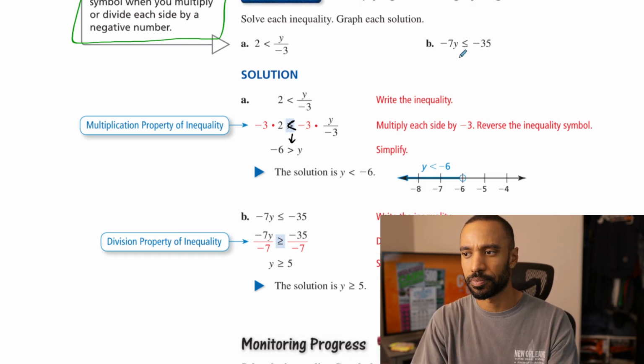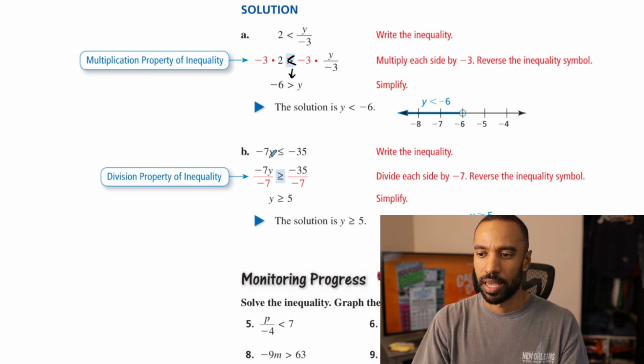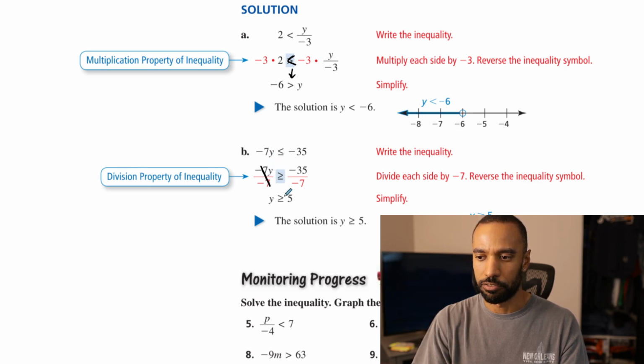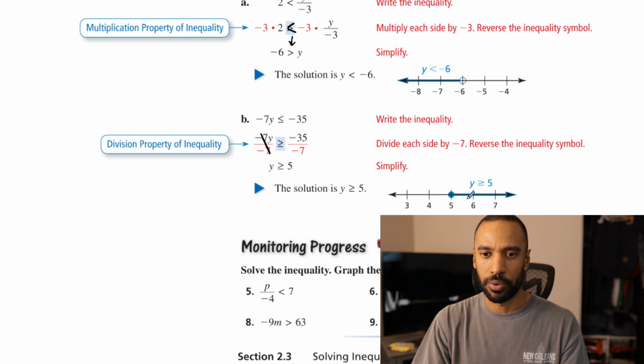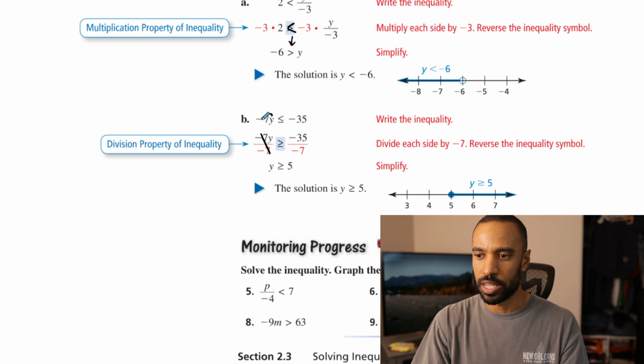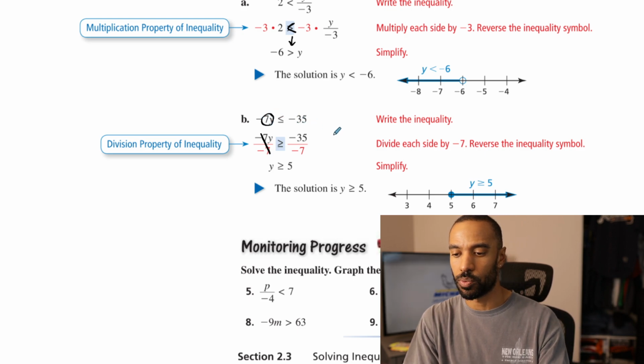Part B, example B, divide both sides by negative 7 in this scenario. That means this inequality flips as well. Now it's y is greater than or equal to 5. 0 is not greater than or equal to 5, so it shouldn't work. Let's plug 0 into here. Is 0 less than or equal to negative 35? No, and it shouldn't have worked, so we expected that.